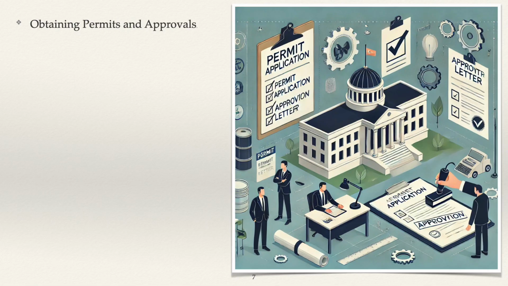After submission, the contractor must follow up with regulatory agencies to address any questions, submit additional information, and ensure timely processing of the applications. Some permits require public notice or community consultation. The project team may need to host public meetings or distribute notices to inform local residents and address any concerns. This process helps foster transparency and community engagement.